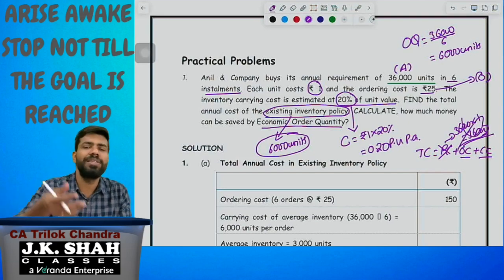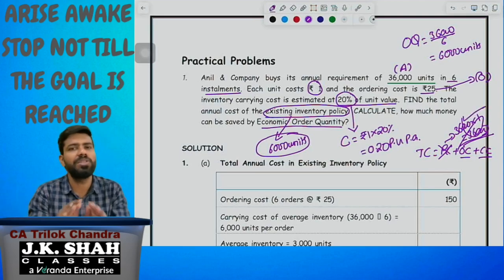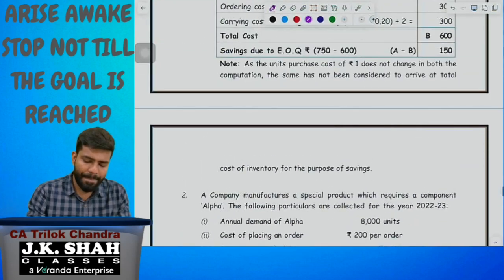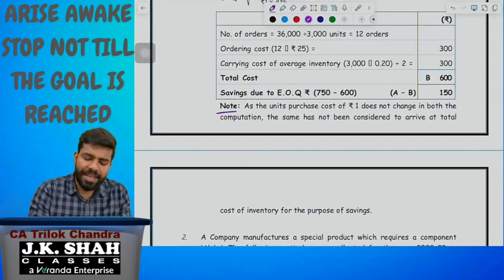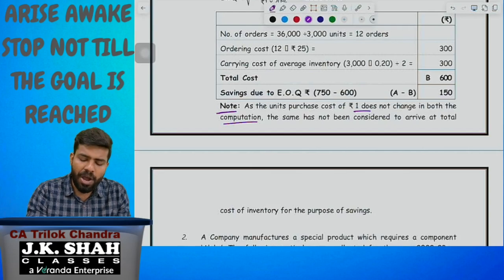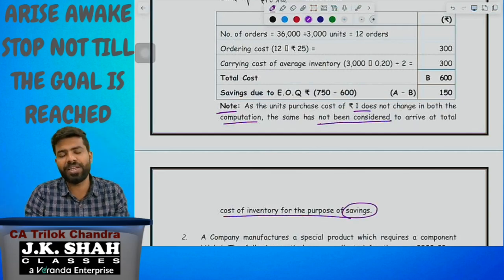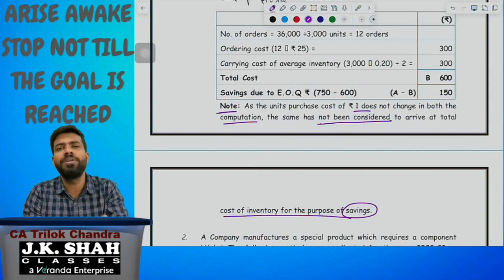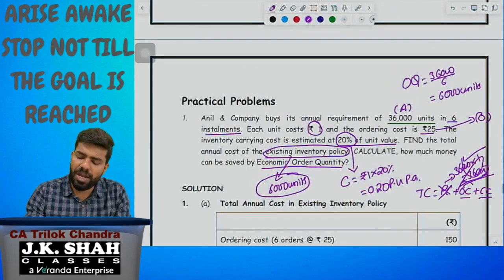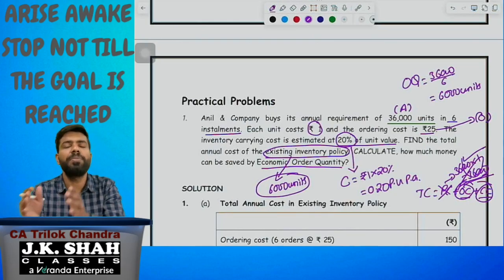When you are presenting the solution in the examination, even if you take 36,000, that is not wrong. You can take the 36,000. They clearly mention the note here. Note: as the unit purchase cost of 1 rupee does not change in both the computations, that is ROQ and EOQ, the same has not been considered to arrive at the total cost of inventory for the purpose of savings. For the calculation of savings, it is not going to have any impact, so they are not considering it. Even if you consider it, that is not wrong. You can do that. Clear now. So that means we are going to consider only ordering cost and carrying cost according to the Institute Study Material solution.